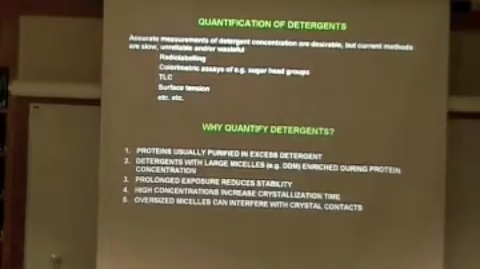So why the need to quantify detergents? Well, basically, for one reason, proteins are often purified in excess detergent, and is there really a need to use more detergent than we need to? Probably not.